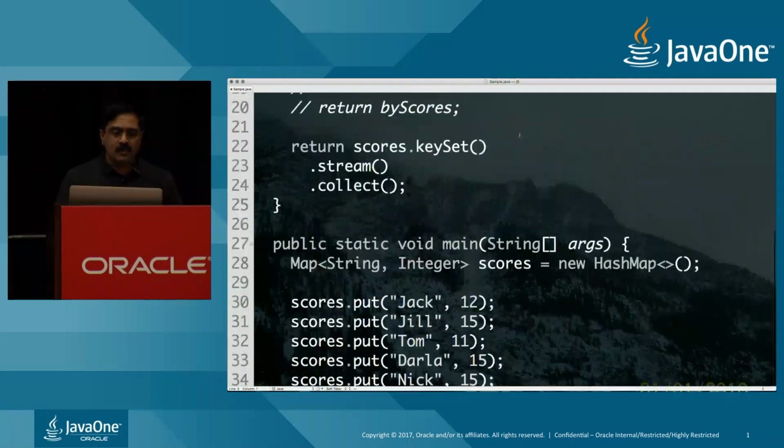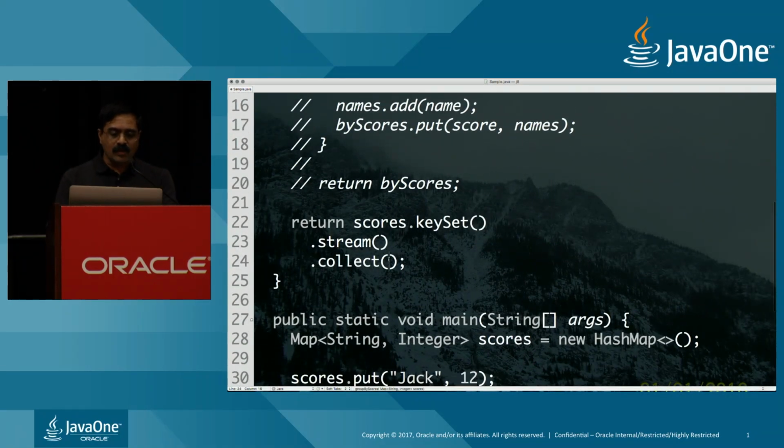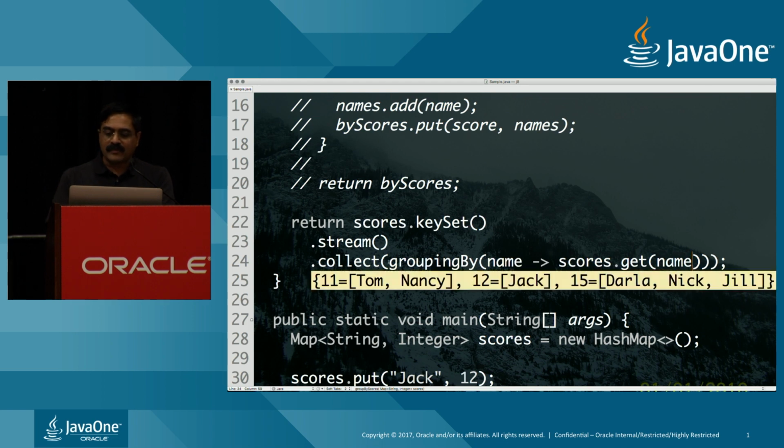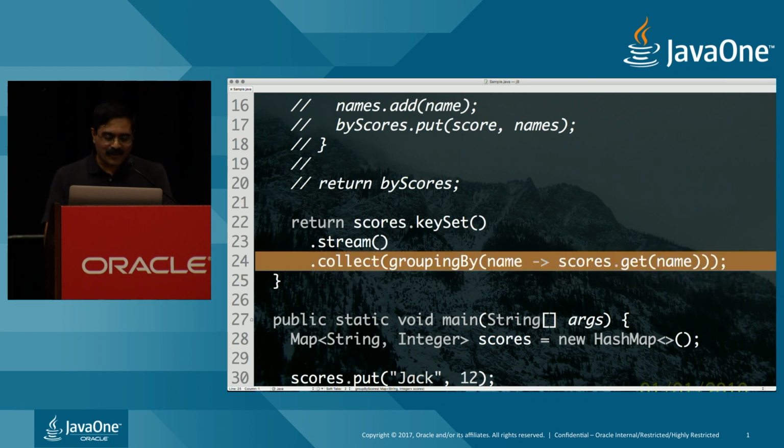So I'm going to come down to the collect method, and I'm going to say groupingBy, in this case, given a particular person's name, I want to group the values based on scores.get of the name, or get the scores of the name itself. And you can see how the result is exactly like what you just saw earlier. But of course, some of you are not too happy because I wrote too much code here. We'll reduce it even further now.